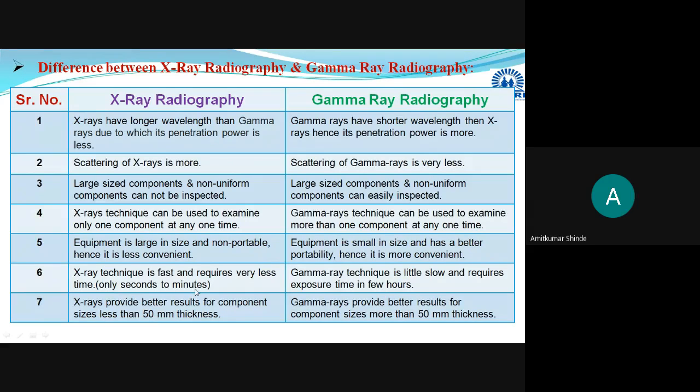So you can write these two in the advantages of X-ray radiography. Last 2 points as advantages, and first 5 points will be disadvantages. And in gamma ray radiography, these 5 points will be advantages and these 2 points will be disadvantages.